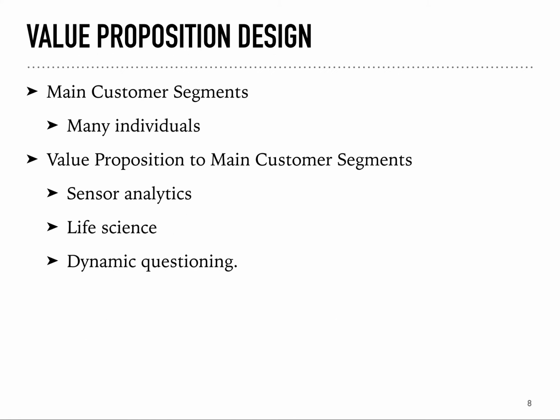In this last part, I'm going to talk about the value proposition design. While the value proposition is the collection of products and services a business offers to meet the needs of its customers, it includes a large range of all the customers. But we know that the company has its main customers. The main customers of Lapetus Solutions should be the many individuals that need health event predictions. The value proposition for the main customers contains three parts, including sensory analytics, life science, and dynamic questioning.